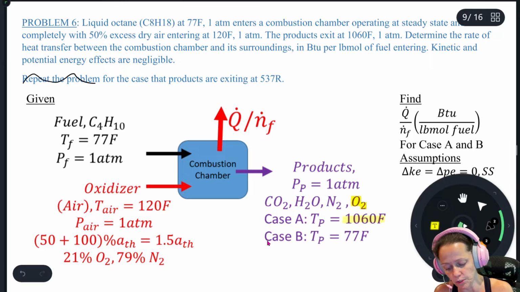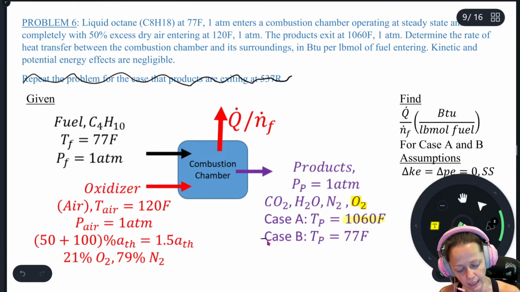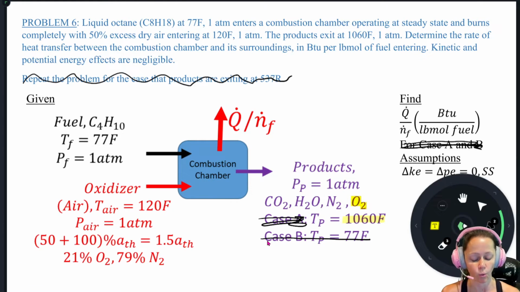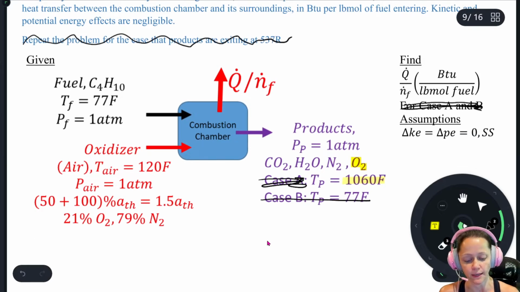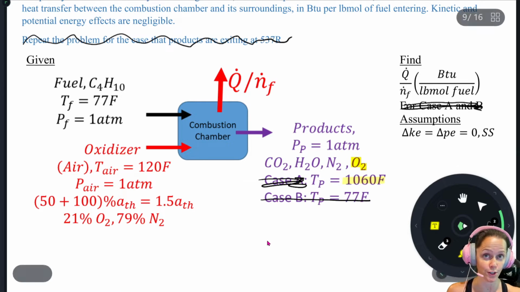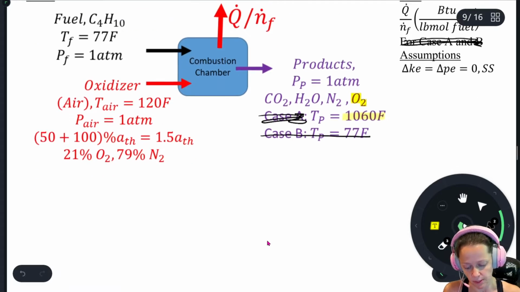I am not going to do this second part. So we are only going to look at case A. I don't even call it case A because it's the only thing I'm looking at. But we're going to look at Q dot for if our products are exiting at 1060 degrees Fahrenheit. And I'll tell you why we're not going to look at 537 degrees Rankine or 77 degrees Fahrenheit, right? Same thing. All right, so I'm trying to find the Q dot over N dot of our fuel. So first things first, get your balanced equation. So let's do that.